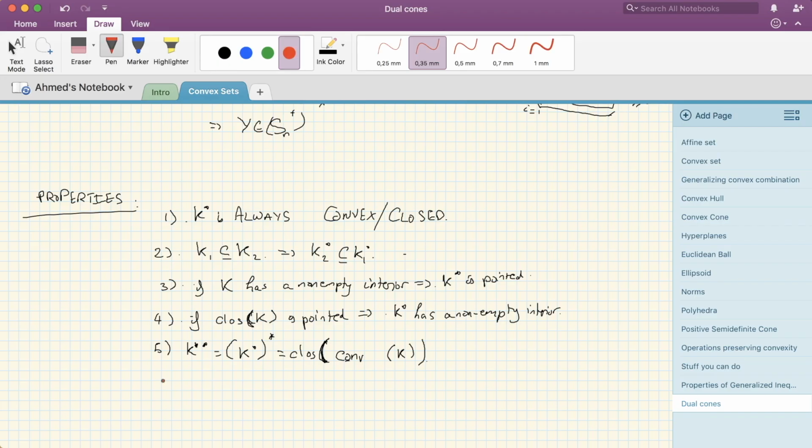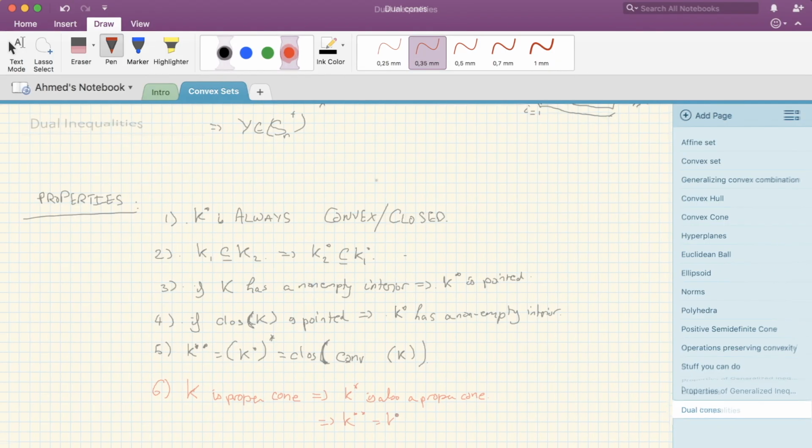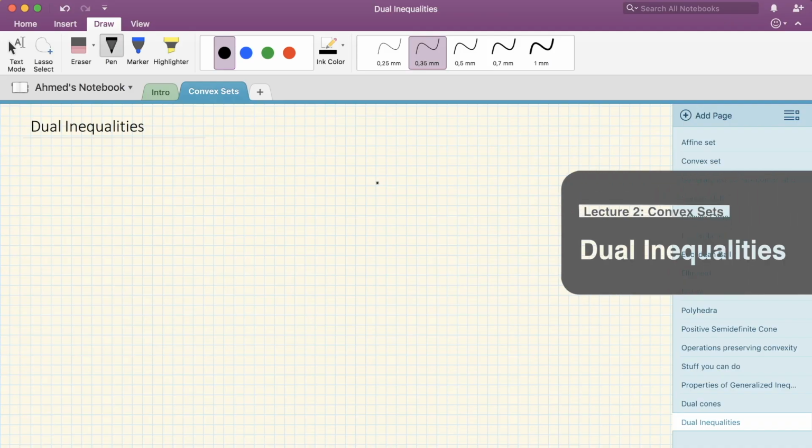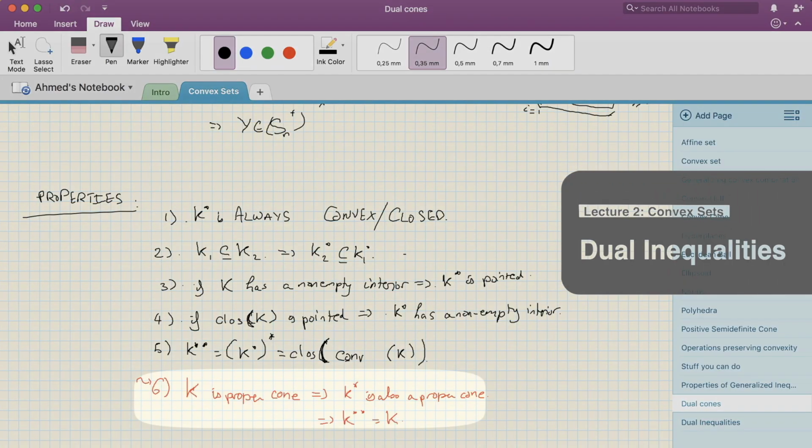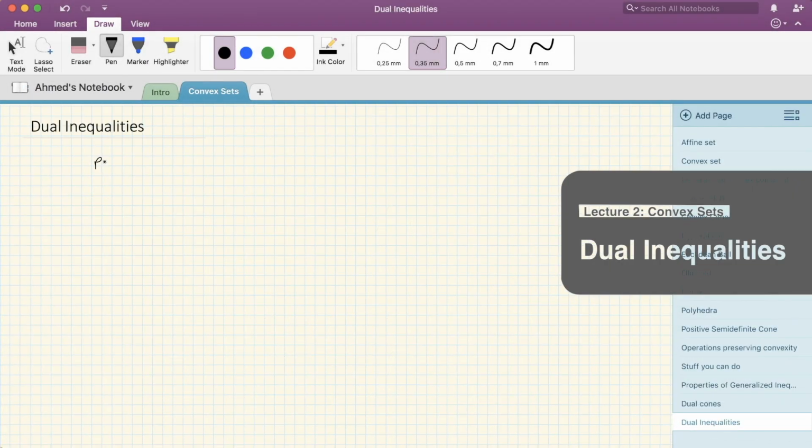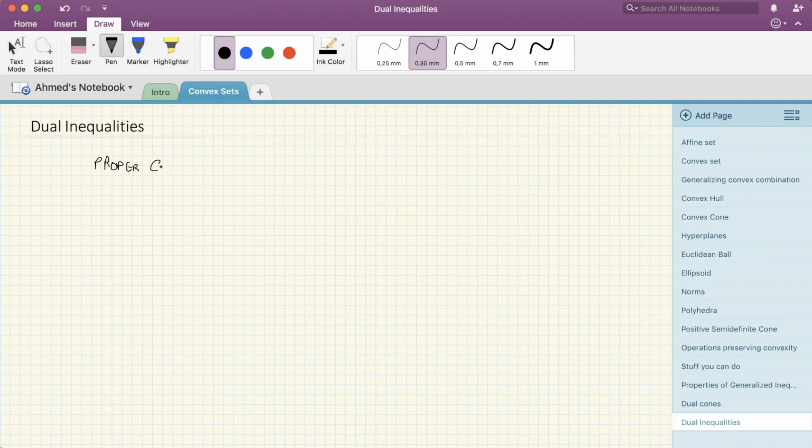Property 6, so if K happens to be proper, then K star is also a proper cone. So if you can define a generalized inequality on K, then you can do so on K star. And even more than that, making use of property 5, we could also say the dual of the dual is the self. So it returns you back to the initial cone. So making use of property 6 right here, we can say that if I pick a proper cone K, then I can define a generalized inequality on K.